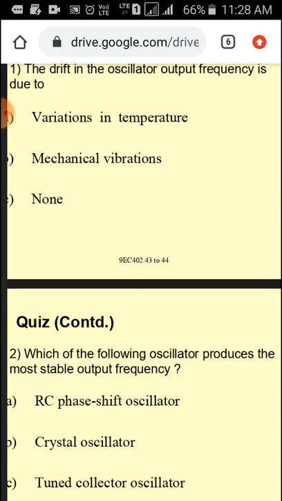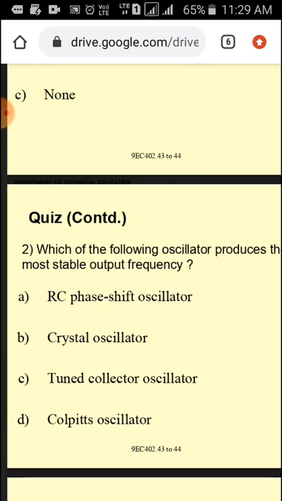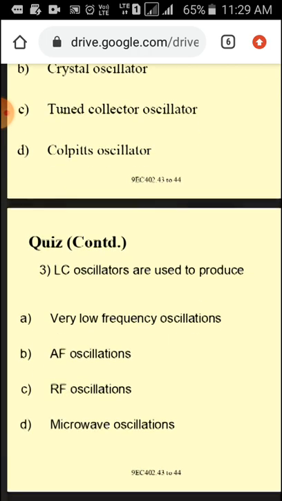Which of the following oscillators produces the most stable output frequency? Option A, RC phase shift oscillator. Option B, crystal oscillator. Option C, tuned collector oscillator. Option D, Colpitts oscillator. Here, for stable operation we go for the crystal oscillator. Hence our answer is option B, crystal oscillator.